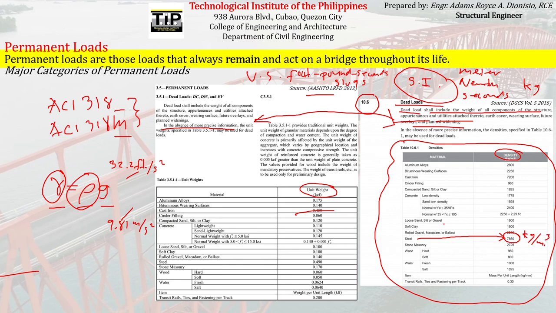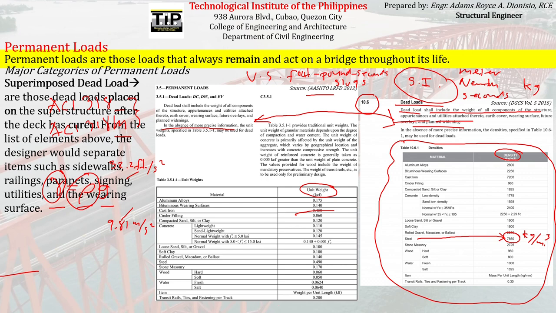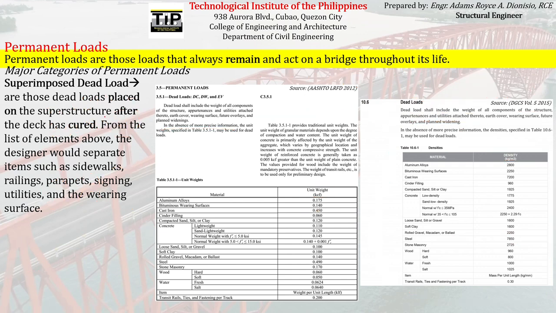Okay? So, just like what I mentioned a while ago, there is this what we call superimposed dead load, which is still a dead load as the name suggests. But the main difference between superimposed dead load and the dead load that we are pertaining a while ago is that the dead load that we are pertaining a while ago is usually pertaining to self-weight. Okay? So when we say dead load, usually we pertain to self-weight.